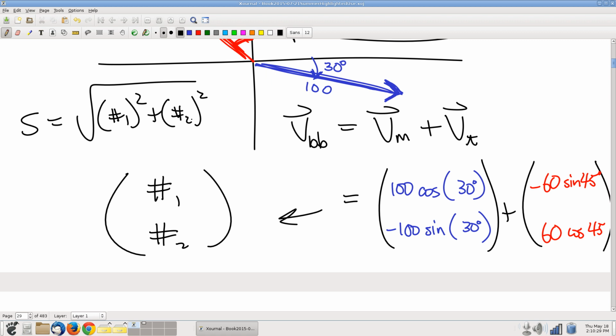Everybody happy? Quick question. In a sense, if we take the vector of the train in the northwest direction and the vector of the BB gun in the 30 degrees southeast, if we put them next to each other, we're going to be getting the actual vector of the speed of the bullet. That's the idea. The magnitude of that vector.